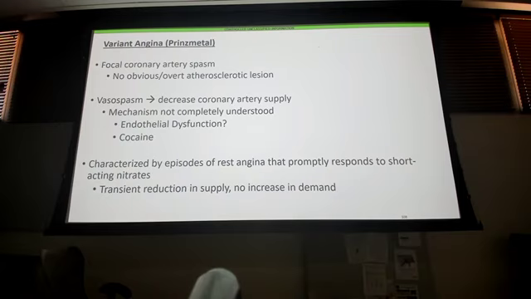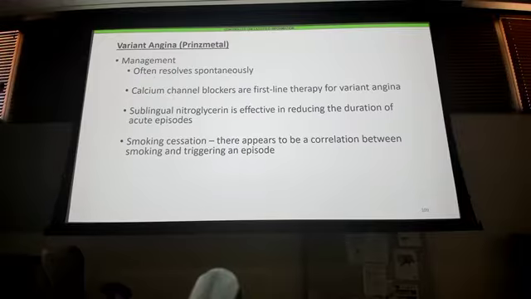Then we talked about variant or Prinzmetal angina, which is due to a coronary artery spasm. And there's lots of different things that can cause this spasm, including cocaine use, endothelial dysfunction, smoking, whatever. And these patients are going to come in with that ischemic chest pain. They're going to come in with the EKG changes to suggest a STEMI, but it's not a true STEMI.